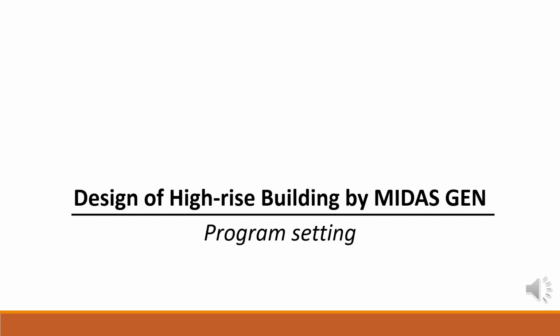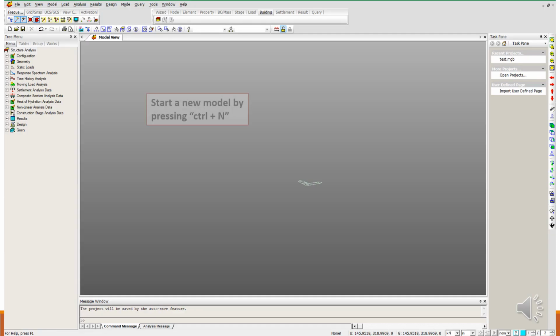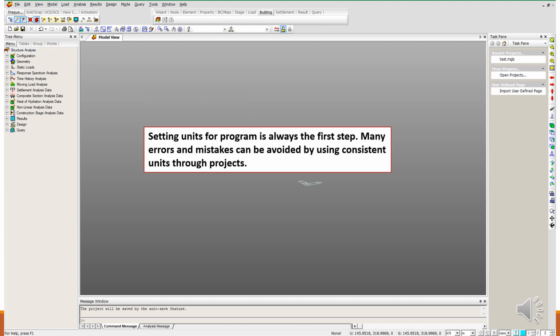First of all, we take a look at program setting. Start a new model by pressing Ctrl+N. Setting units for the program is always the first step. Many errors and mistakes can be avoided by using consistent units throughout projects.